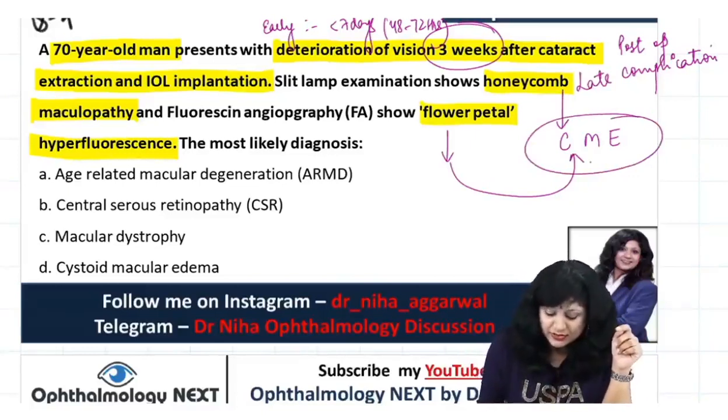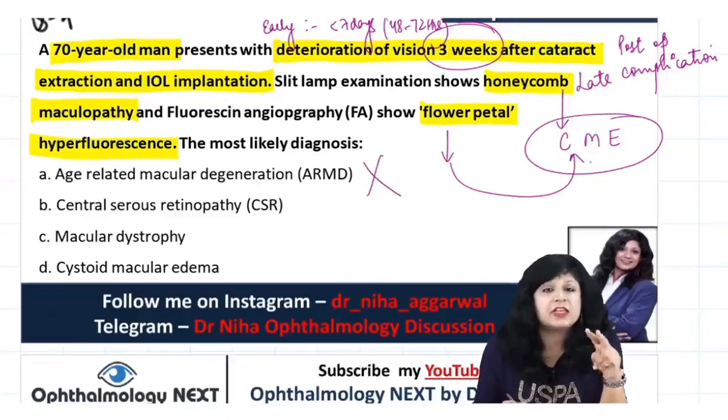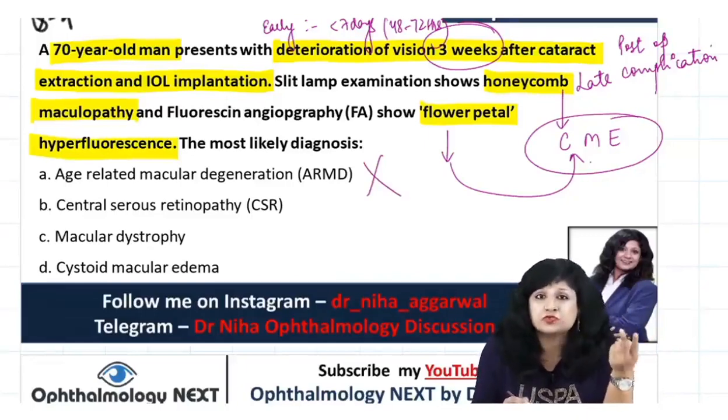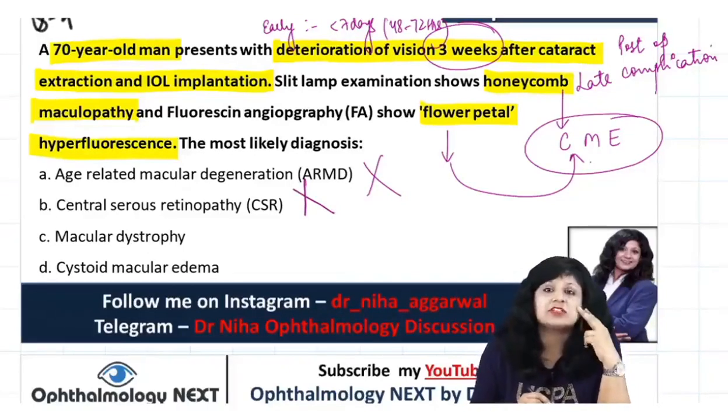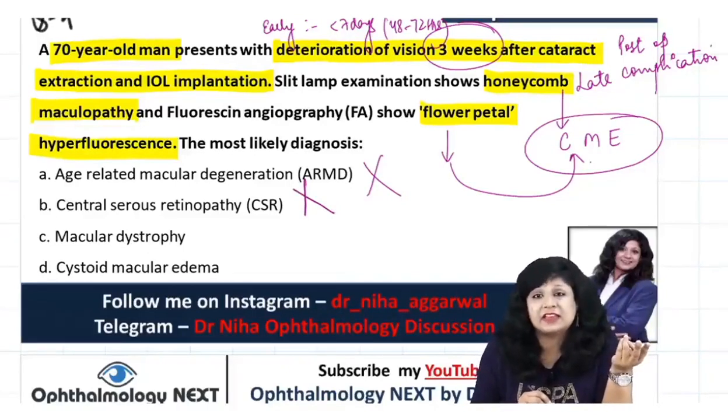Age related macular degeneration, not related to the cataract surgery. Central serous retinopathy, you have just seen, it was a spontaneous detachment related to stress, smoking and steroids. Macular dystrophy, you are not relating with the cataract surgery.